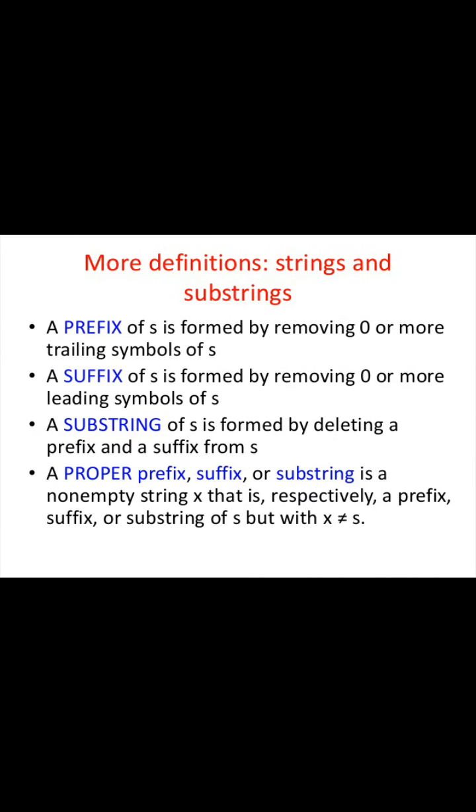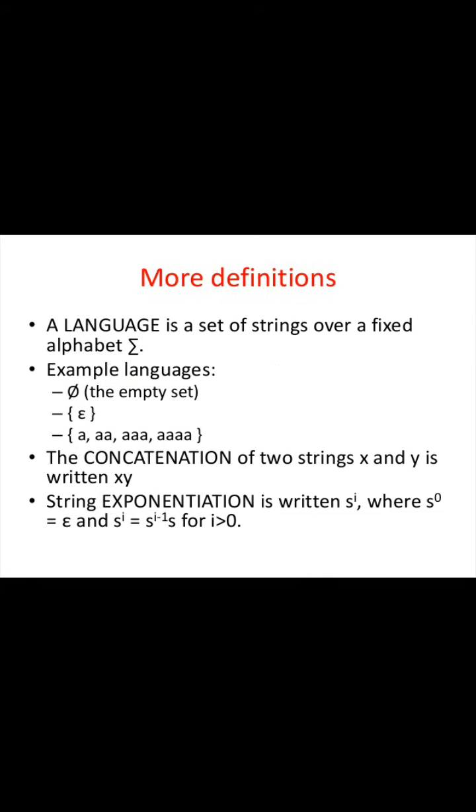More definitions: strings and substrings. What is a prefix, suffix, substring, and a proper prefix, suffix, or substring? A prefix of s is formed by removing zero or more trailing symbols of s. A suffix of s is formed by removing zero or more leading symbols of s. A substring of s is formed by deleting a prefix and a suffix from s. A proper prefix, suffix, or substring is a non-empty string x that is respectively a prefix, suffix, or substring of a string s, with x not equal to s.